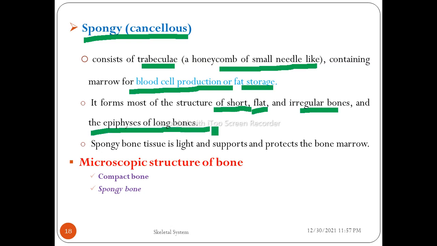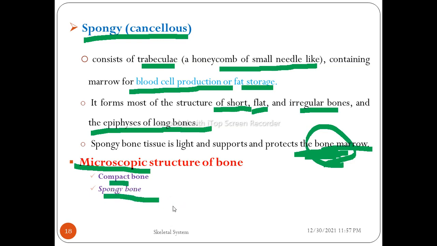So sponge bone is found in short bones, flat bones, and irregular bones, whereas the two ends, or epiphyses, of long bones are formed from sponge bone. Sponge bone tissue is light, and supports and protects bone marrow. Particularly, the sponge bone contains red bone marrow. Microscopically, it is the same thing: bone is divided into compact bone and sponge bone.